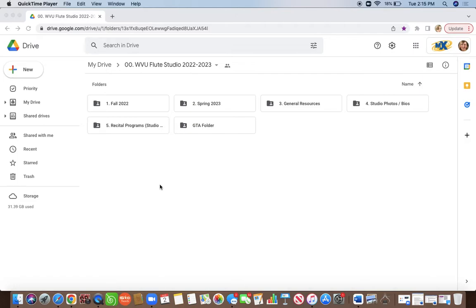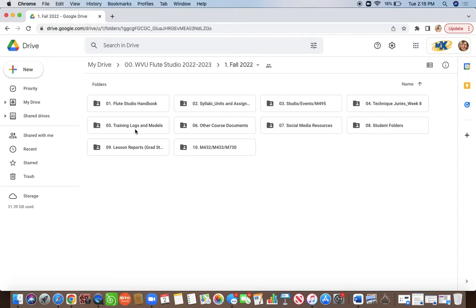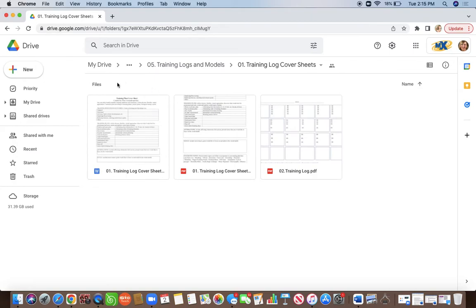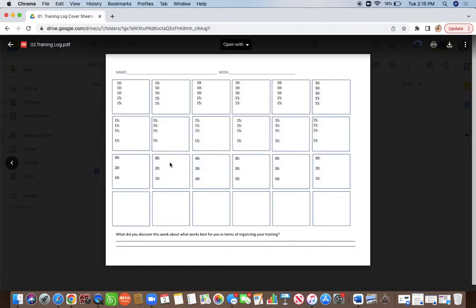For your weekly practice logs, there's information in two places. The first place we're going to go is the fall folder, and we're going to go to training logs and models. In this folder, you have your training log cover sheets in a doc form or in a PDF form. And then you also have the training log itself.